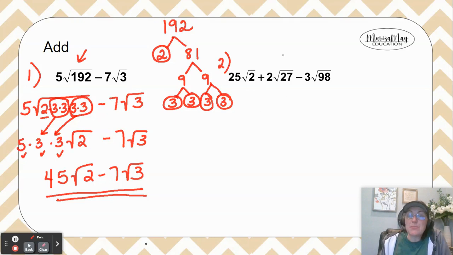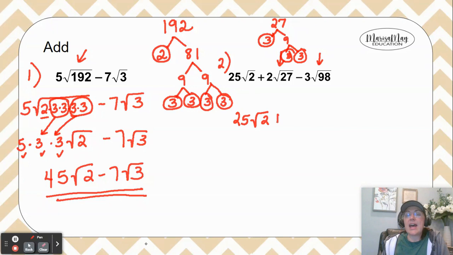I'm going to have to simplify this square root and this square root. So let's do 27 first. I'll do a quick little factor tree with it. 27 is 3 times 9. And 3 is a dead branch, and then 9 becomes 3 times 3, which also are dead branches. So I have the 25 square root of 2. I have the 2. I'm going to rewrite the 27 as 3 times 3 times 3.